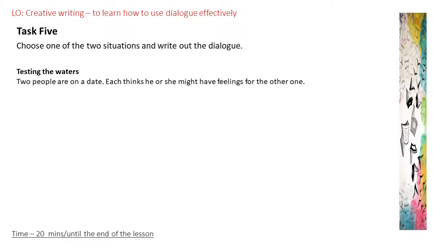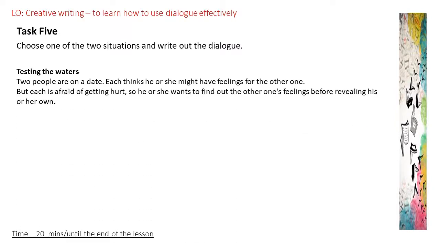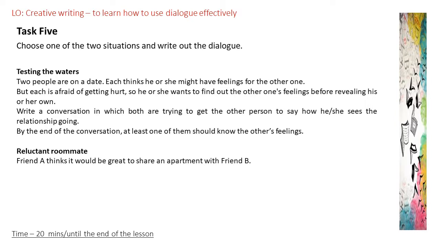So task 5. Choose one of the 2 situations and write out the dialogue. So testing the waters. 2 people are on a date. Each thinks he or she might have feelings for the other one, but each is afraid of getting hurt. So he or she wants to find out the other's feelings before revealing his or her own. Write a conversation in which they are both trying to get the other person to say how he or she sees the relationship going. By the end of the conversation, at least one of them should know the other's feelings.